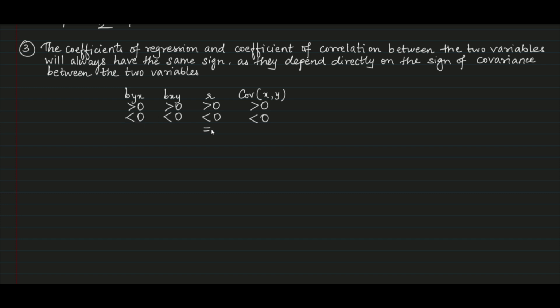If suppose r is 0, then the regression coefficients also will be equal to 0, and then the covariance will also be equal to 0. Either all are positive, or all are negative, or all are zeros.